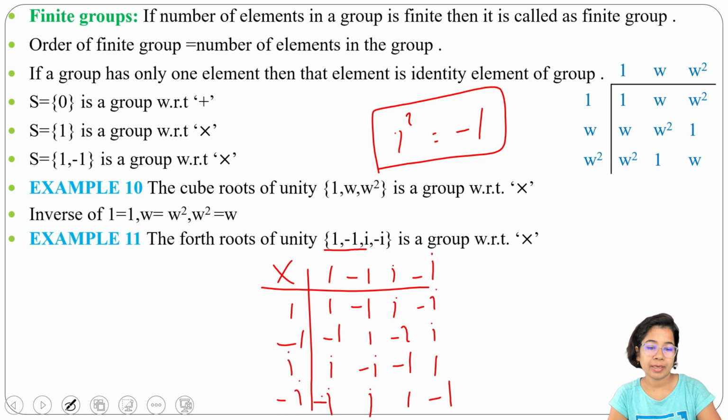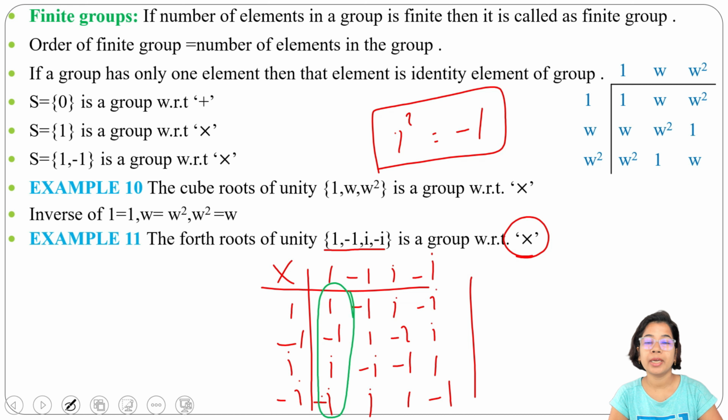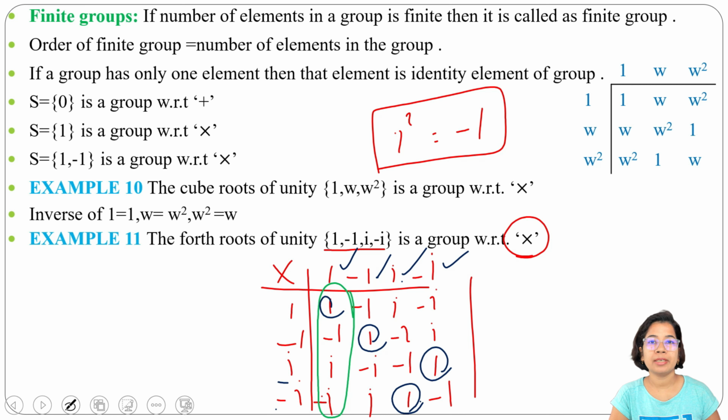All multiplications are in {1, -1, i, -i}, hence it is closure. It's also associative, as multiplication is associative. It also has the identity element. Multiplying by 1 we get the same result, hence 1 is the identity element. It also has the inverse, as in every row the identity element is present. So here for 1 the inverse is 1, for -1 the inverse is -1, for i the inverse is -i, for -i the inverse is i. So this multiplication is closure, associative, has identity and inverse, hence it's a group.